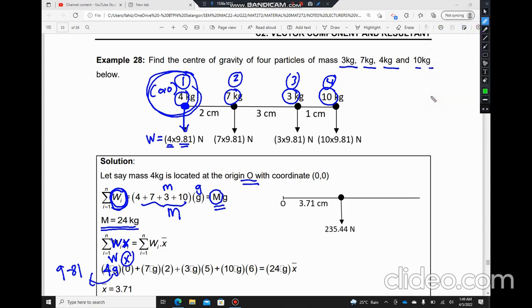Saya ambil ni. Okay, 7G here, the mass is 7 multiply by G, gravity. So multiply by 2. How you get 2 here? This one, the distance between 4 and 7. So you get here 2. So 7G multiply by 2.